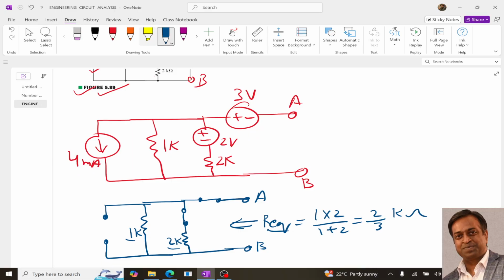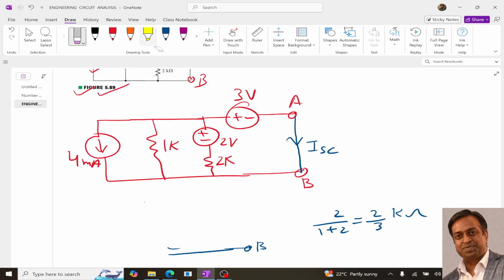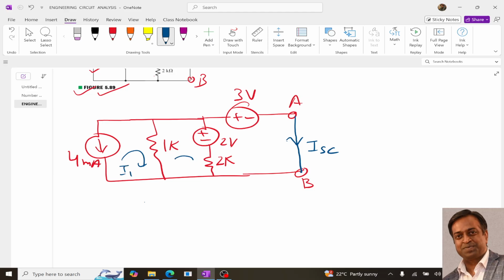Once we get the Rn, after that we need to determine the Norton current. To determine the Norton current, we need to short circuit this AB terminal and determine the current flowing between the AB terminals after short circuiting. To determine this, we are going to apply mesh analysis, or we can apply any other theorem if you want.